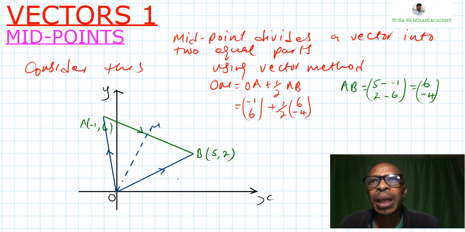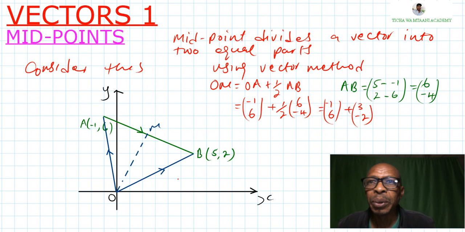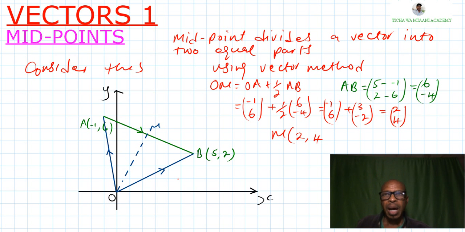So this will give you what? This is -1 and 6, plus 3 and -2. So we end up with -1 plus 3, which gives you 2, and 4. So that is a position vector, OM, implying that the coordinates of M are 2 and 4. So that's how it works using the vector method.